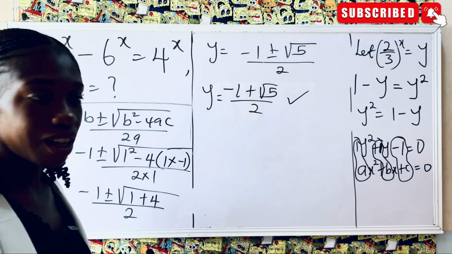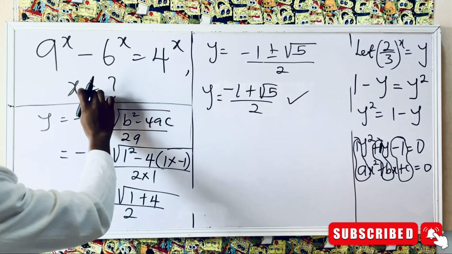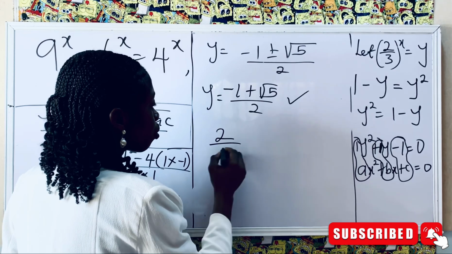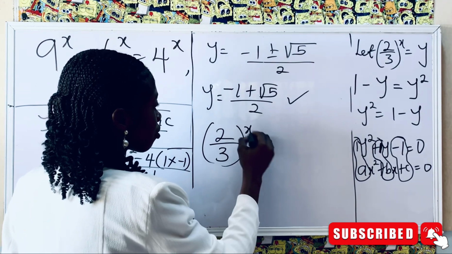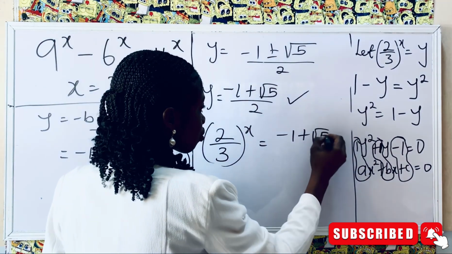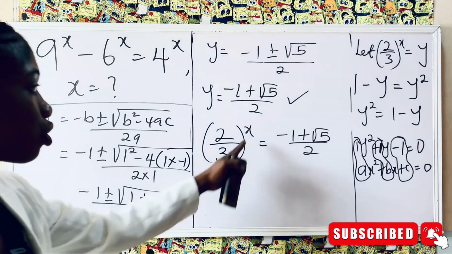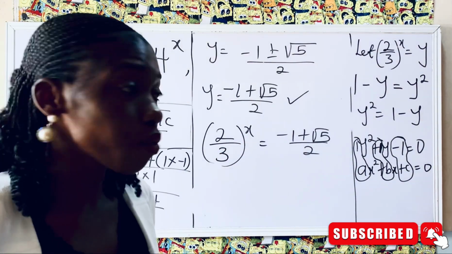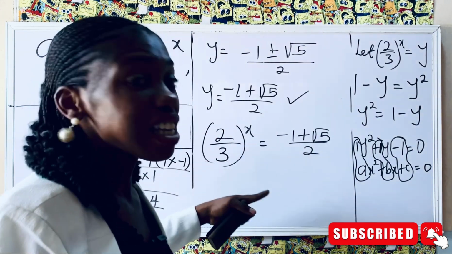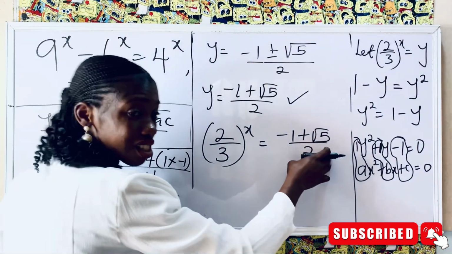Now that I've gotten the value of y, let's plug it back to get your x, because the question is on x, not y. So in that case, you can now say 2 over 3 to the power of x is equal to our y, which is negative 1 plus root 5 over 2. Now, when you have this, how do you get x? Remember, when you cannot express this as a product in this form, it means you need your logarithm. So we are going to take the logarithm of both sides.